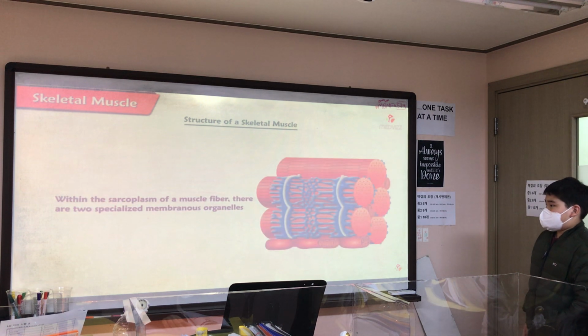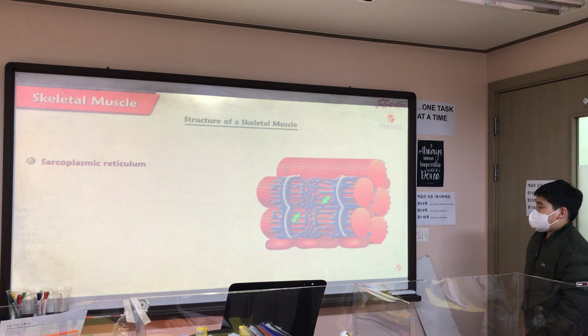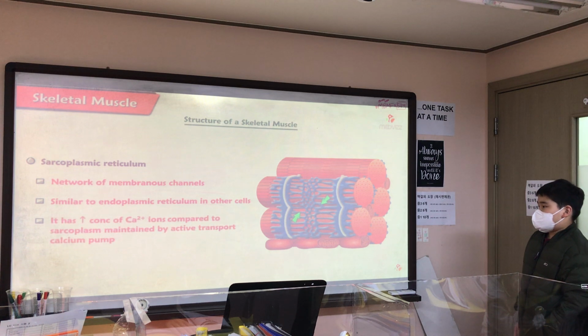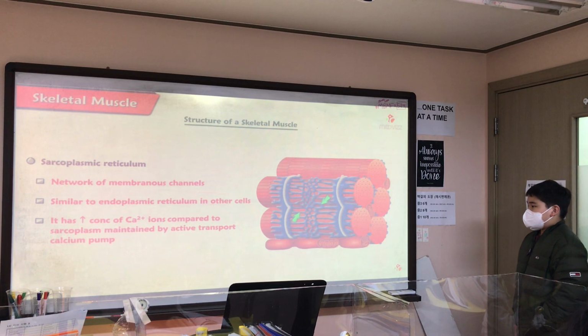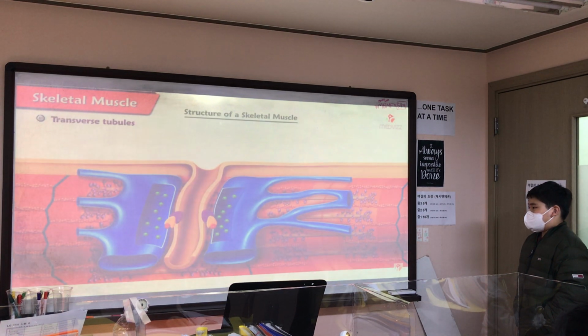Within the sarcoplasm of a muscle fiber, there are two specialized membranous organelles. Sarcoplasmic reticulum is a network of membranous channels that surrounds each myofibril and runs parallel to it. It is the same as endoplasmic reticulum in other cells. Sarcoplasmic reticulum has a high concentration of calcium ions compared to the sarcoplasm, which is maintained by active transport calcium pump. When stimulated by muscle impulse, membranes become more permeable to calcium ions and calcium diffuses out of the sarcoplasmic reticulum into the sarcoplasm.